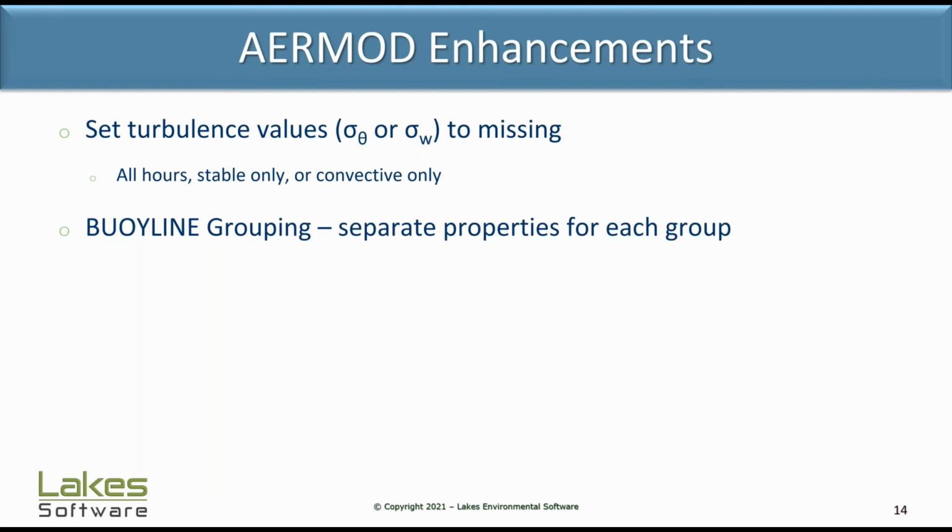Another enhancement is the ability to group buoyant line sources. So in the prior implementation of the buoyant line source, you would have a set of buoyant lines applied, and then the average properties of those lines had to be the same throughout the project. Now you can separate the properties into different groups.